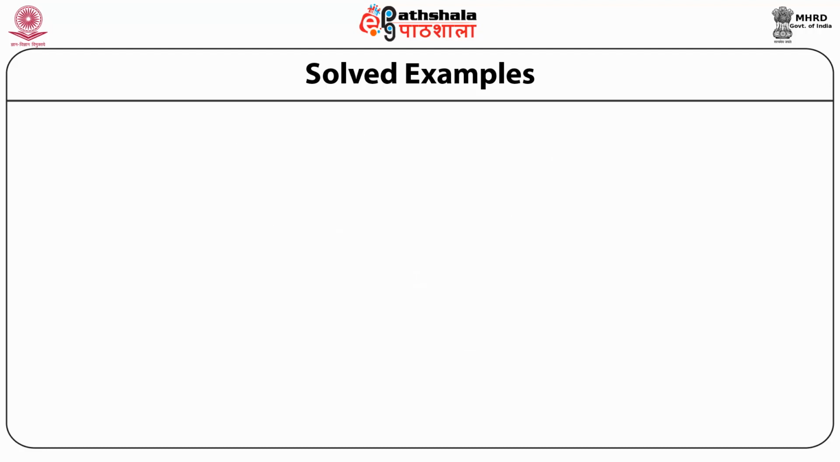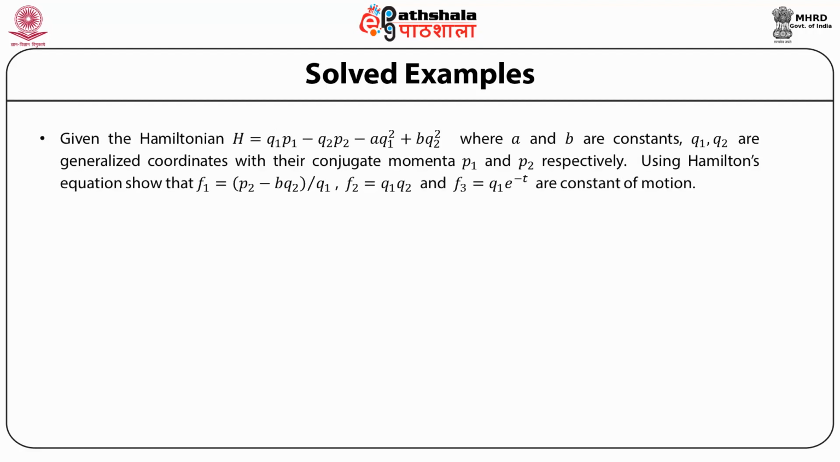We now consider a Hamiltonian which is given as Q1 P1 minus Q2 P2 minus A times Q1 square plus B times Q2 square, where A and B are constants, and Q1, Q2 are two generalized coordinates with their conjugate momenta P1 and P2.